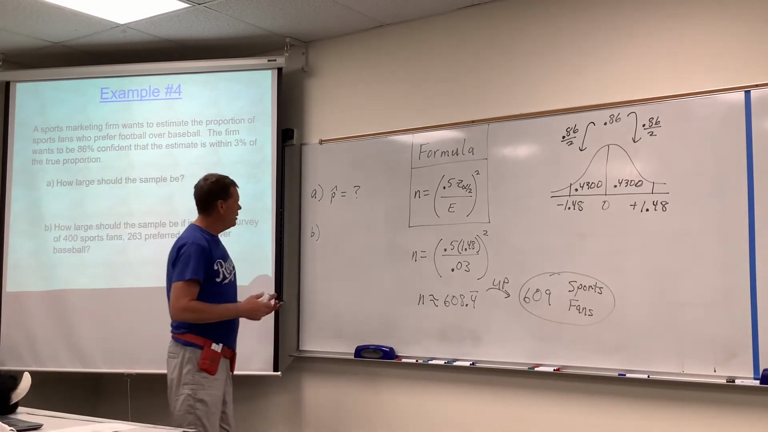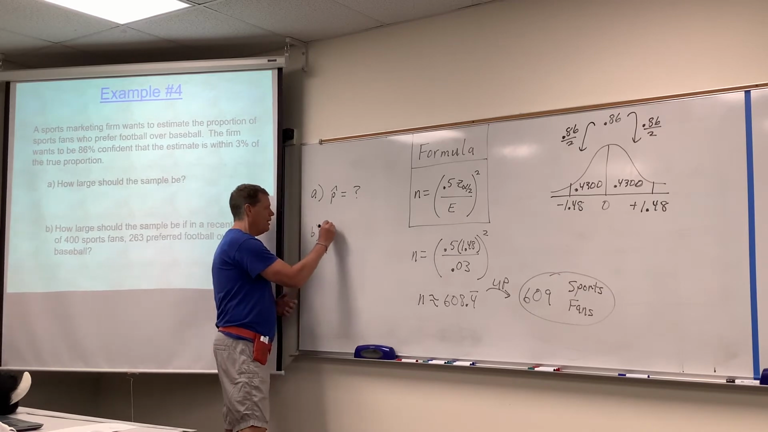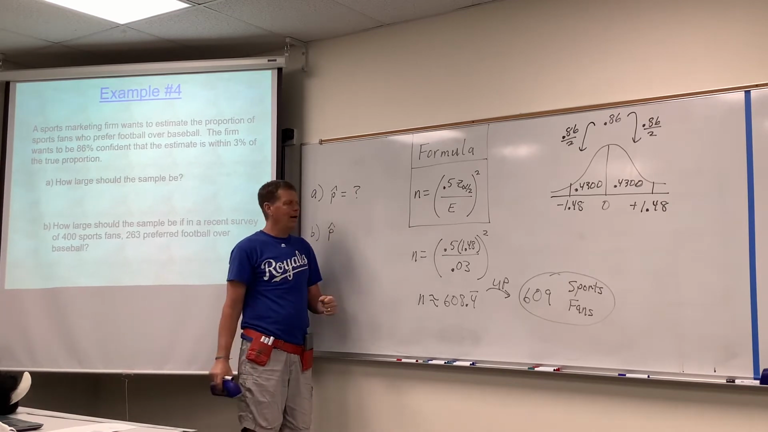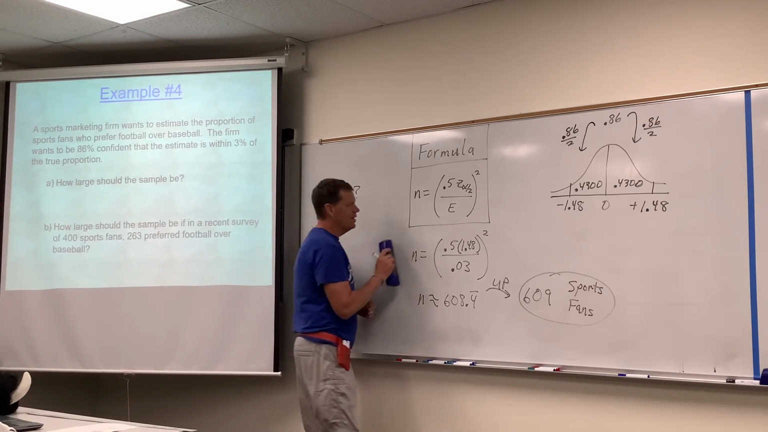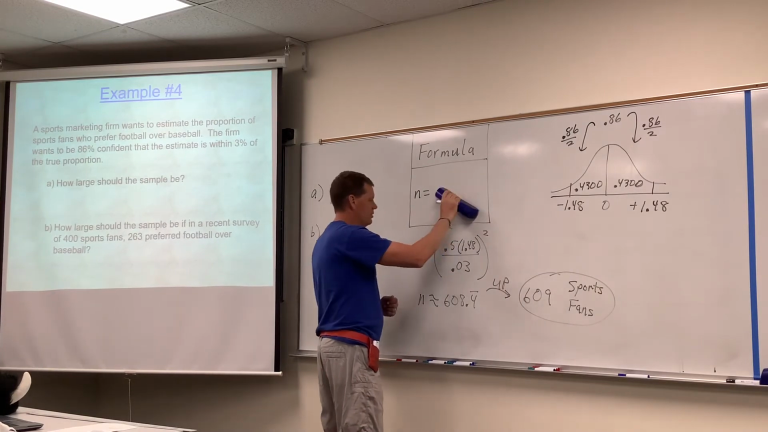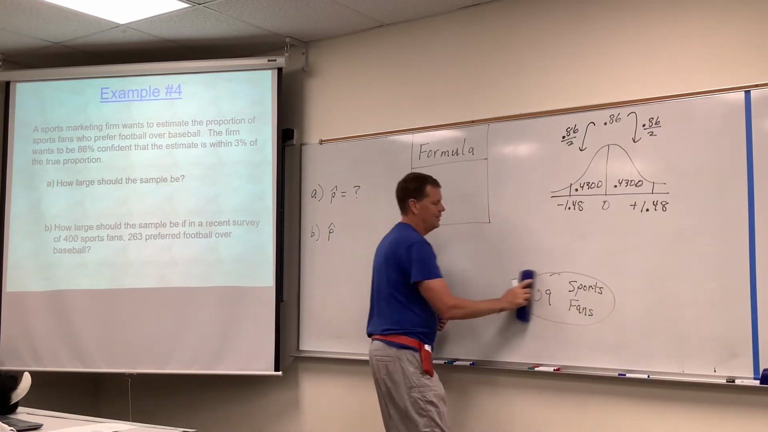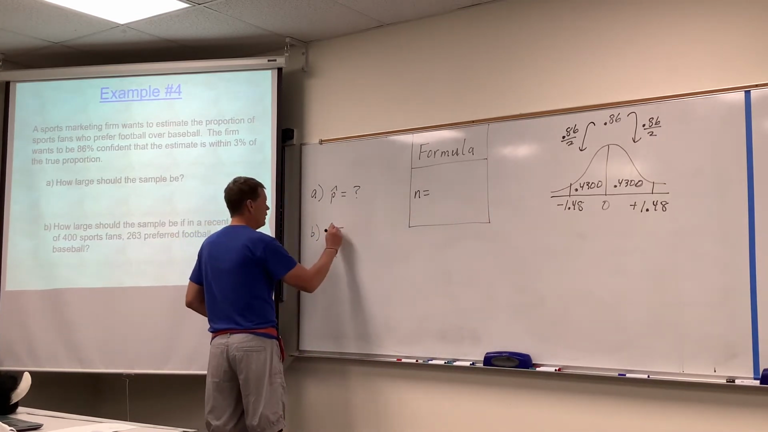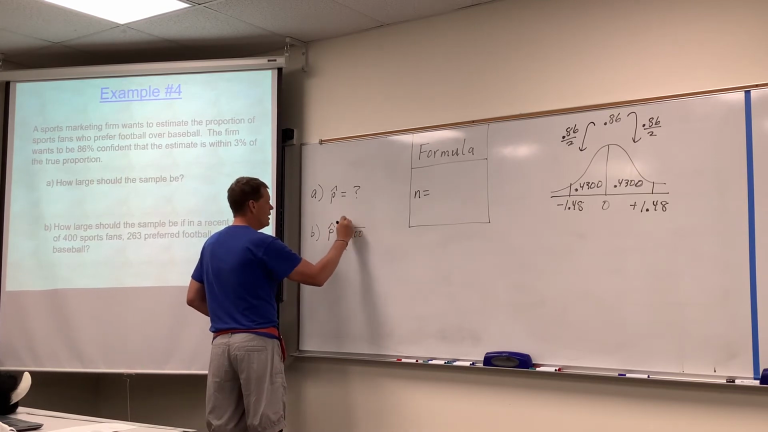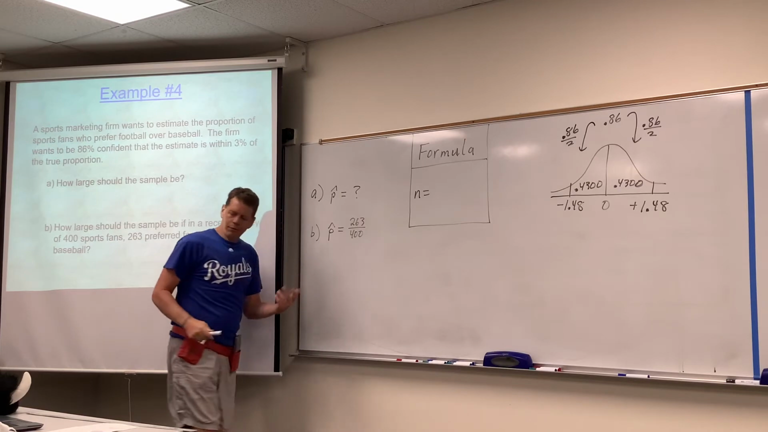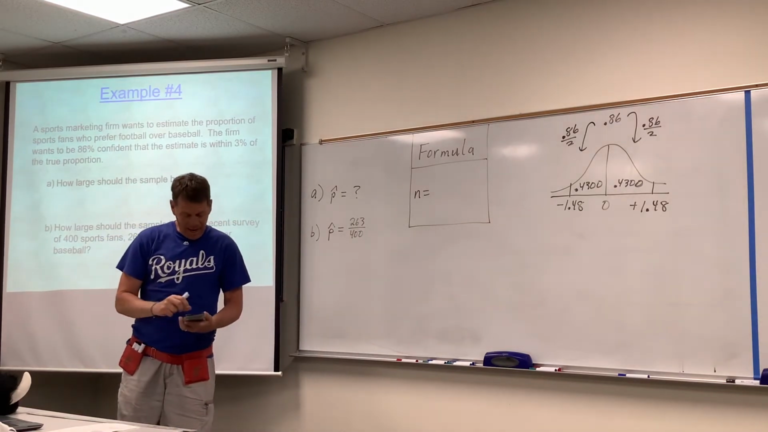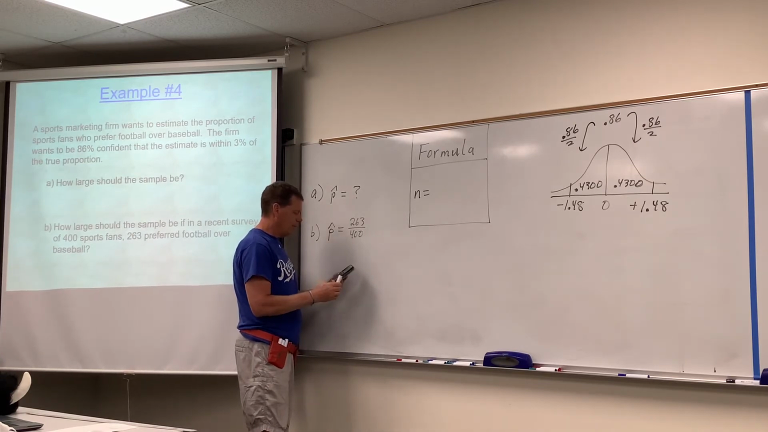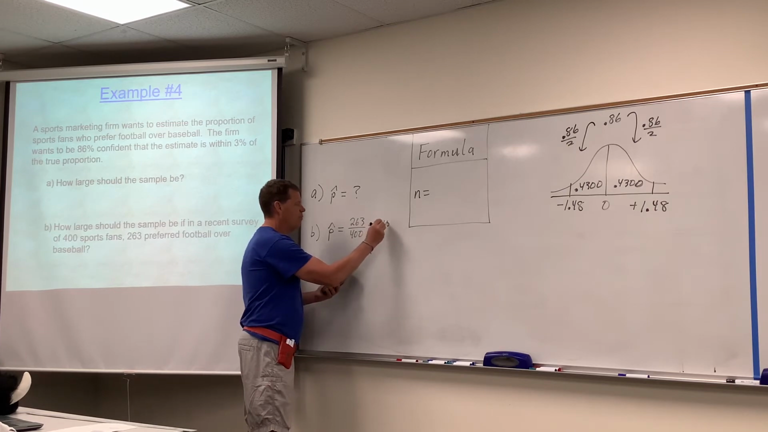All right, so moving on to part B. When we go to part B, things have changed. Now that's part A, hit freeze frame, do whatever. All right, part B. Part B now says, we still want to find a sample size, but suppose in a recent survey of 400 sports fans, 263 out of 400 preferred football over baseball. That's a p-hat. That's an estimate of the percentage of sports fans who prefer football over baseball. 65.75%.